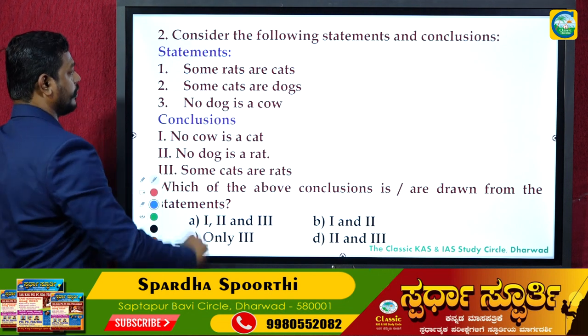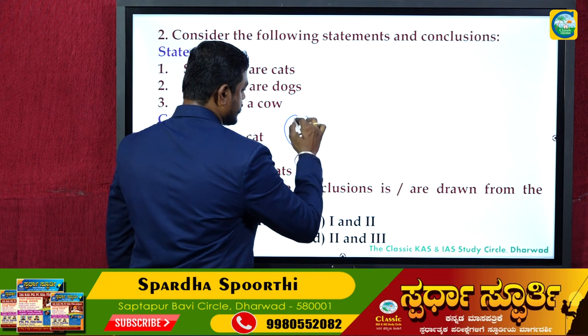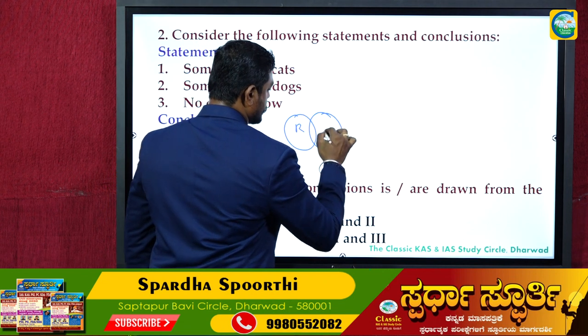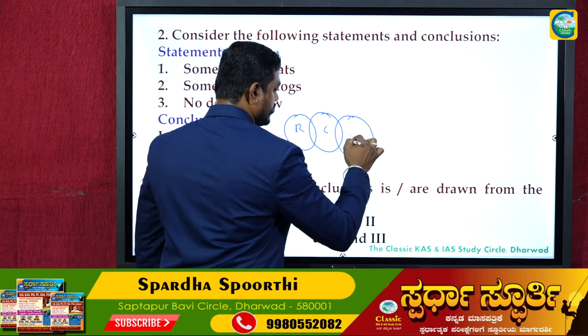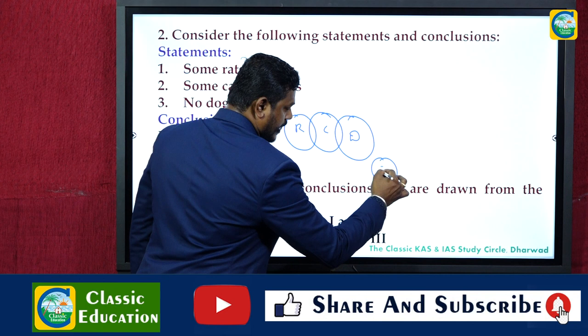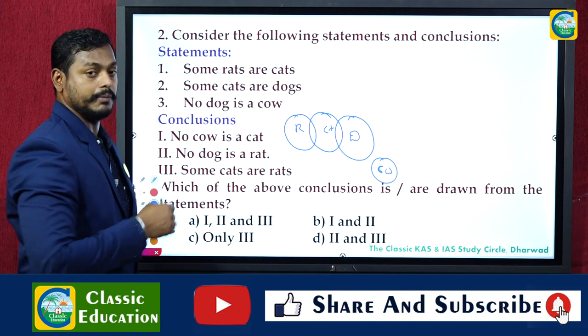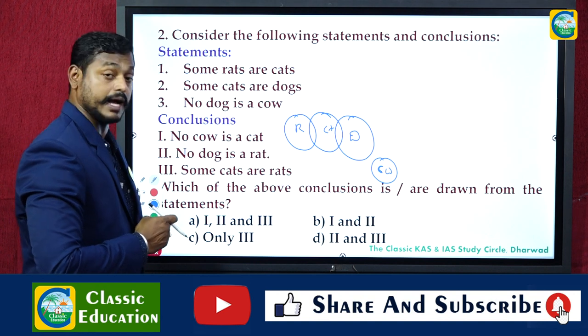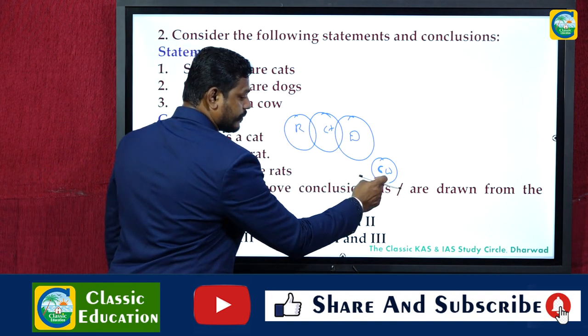So here it is. We'll solve the problem here. Some rats are cats. Then the second part is some cats are dogs. No dog is a cow. Right? But some possibilities are there here. Possibility will come. How is it? Some rats are cats. Some cats are dogs. No dog is a cow.